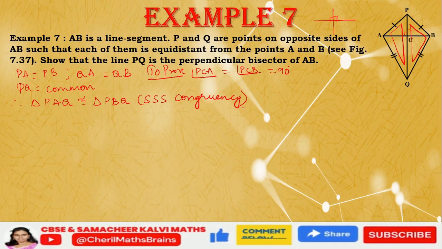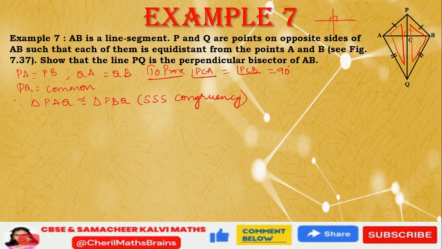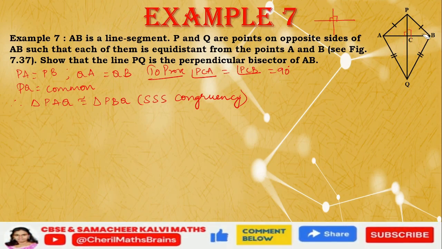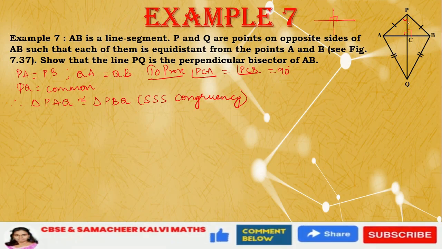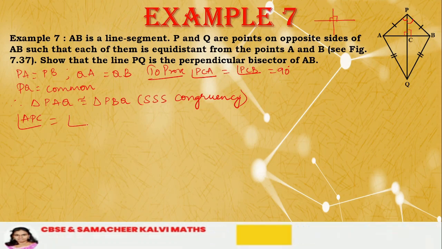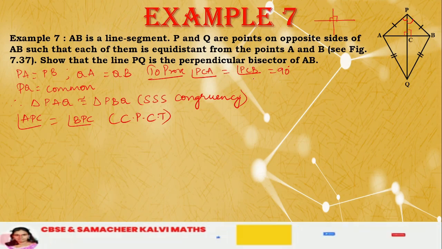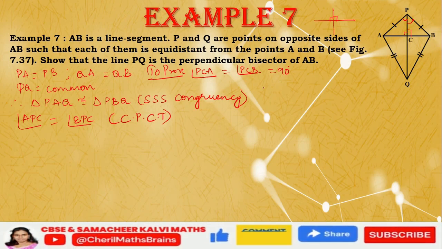If you have any doubt in this video, please get back to the previous video, you'll be able to understand that. So now we have proved that these two triangles are congruent. If these two triangles are congruent, then this angle and this angle are equal. So we can say angle APC is equal to angle BPC through corresponding parts of congruent triangles. With this we are done with the first congruency.